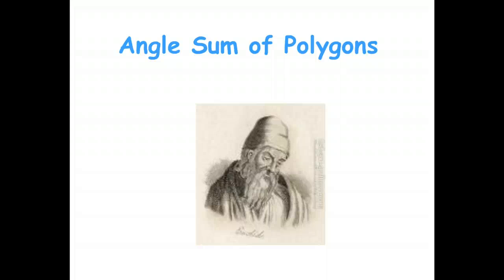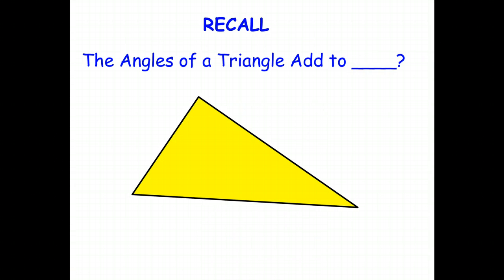Hello students. In a previous video we showed you that the angle sum of any quadrilateral is 360 degrees, and also that the angle sum of any triangle is 180 degrees. Well, is there a rule for, for example, the angle sum of a pentagon or a hexagon? It turns out there actually is a rule, and in fact there's one rule for all of the polygons. So let's go ahead and find out what that rule is.